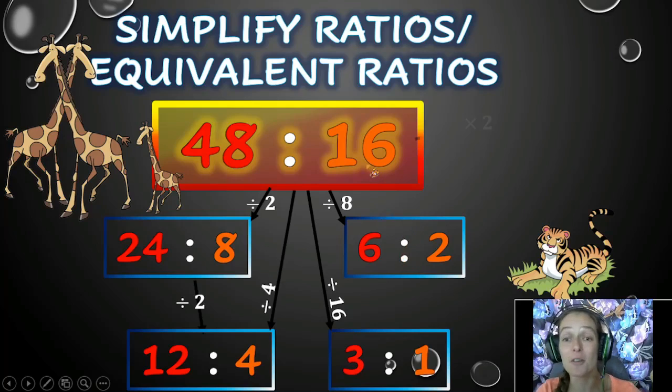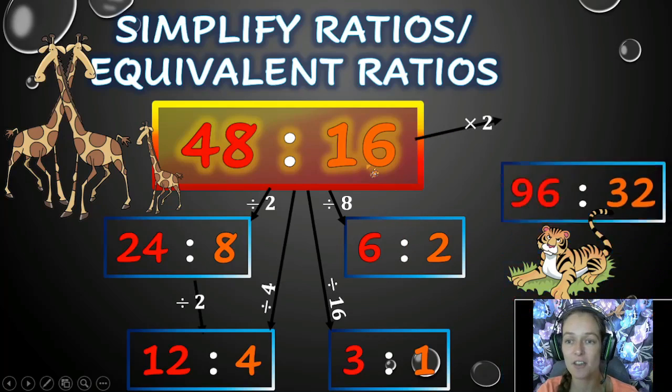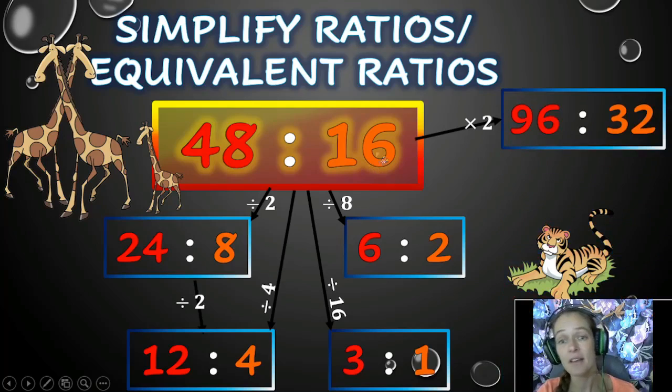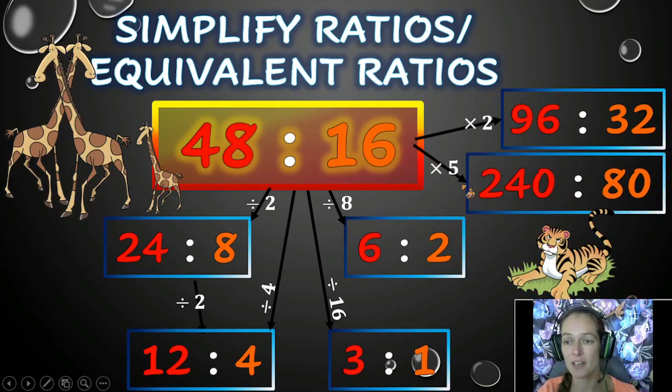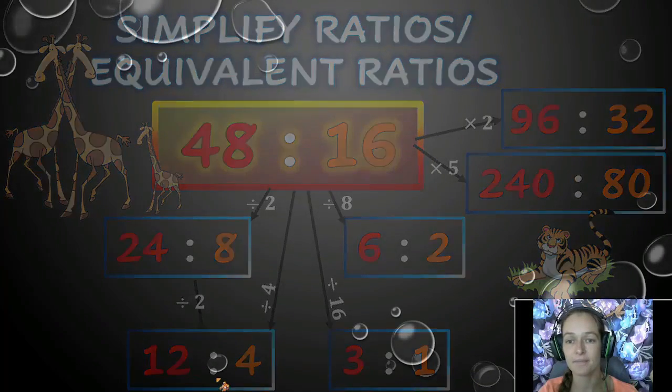Okay, anyway, you can multiply by 2 to get another equivalent ratio. It can be bigger than the original, like that. Or you could multiply by anything. Let's just say by 5 and you could get 240 to 80.